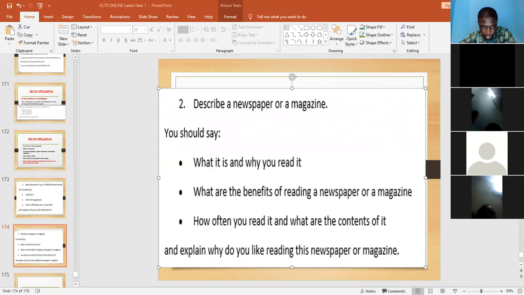The magazine that I actually read is called Ebony Magazine, and I read this magazine based on the fact that it talks more about womanhood. It encourages women, and it adds value to women's lives. It teaches what a woman should do and what a woman should not do, and also it encourages me more in my day-to-day activities.